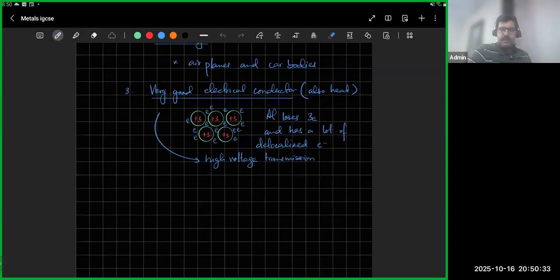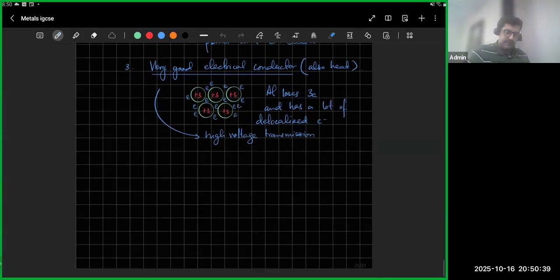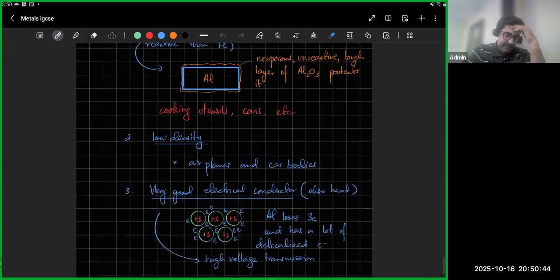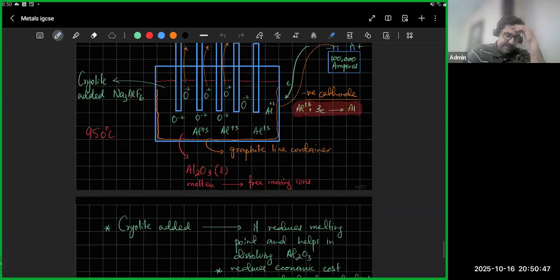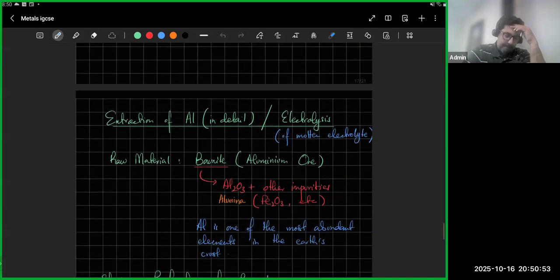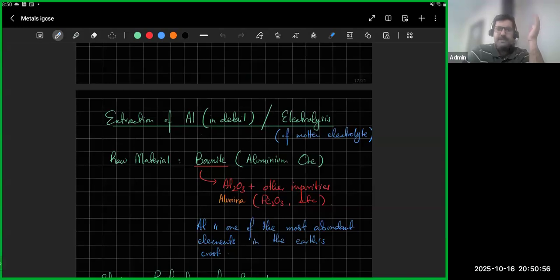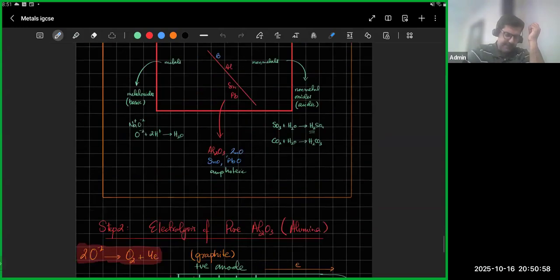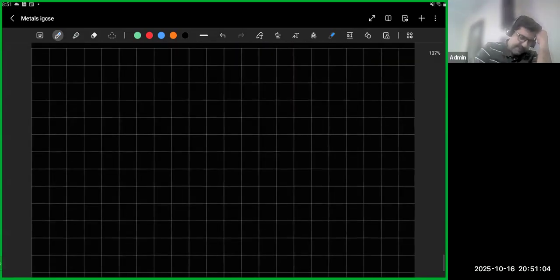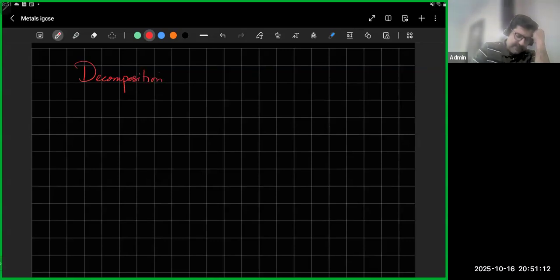ठीक है, चलें यहाँ से स्टार्ट करते हैं। क्या रह गया था इसमें? I think the only little thing that was left was, we did extraction of aluminium, so we're kind of done with all the extraction of metals. Aluminium में क्या है? हाँ, बस that's it. The only thing that's left is going to be your decomposition reactions. ठीक है, so we're done with extraction of metals.